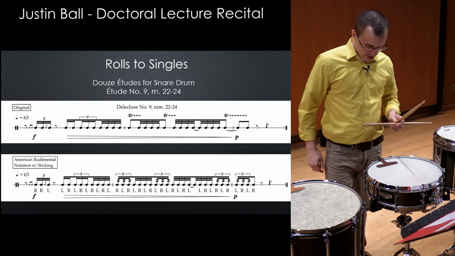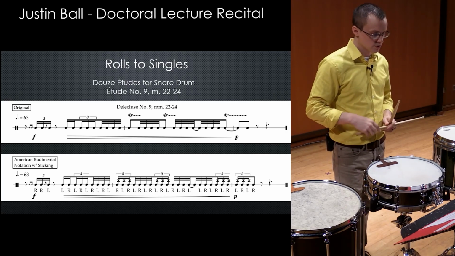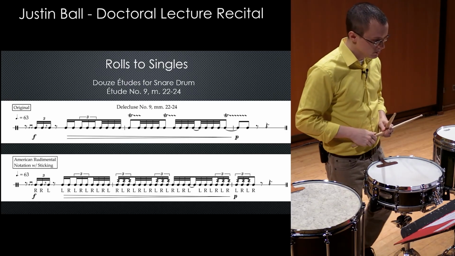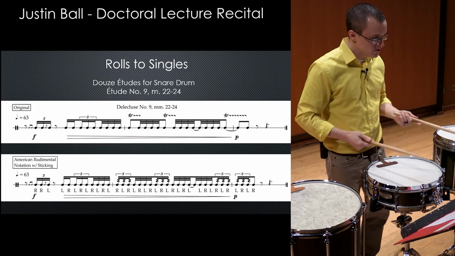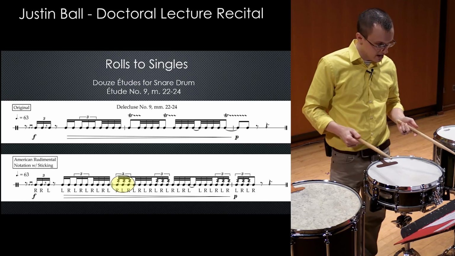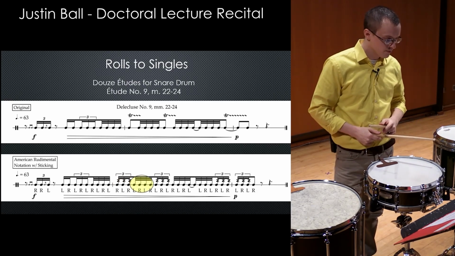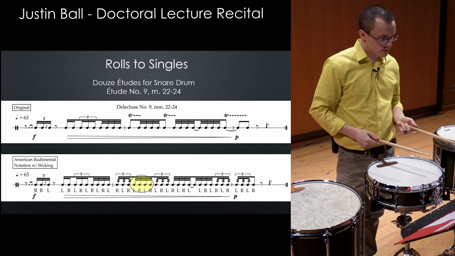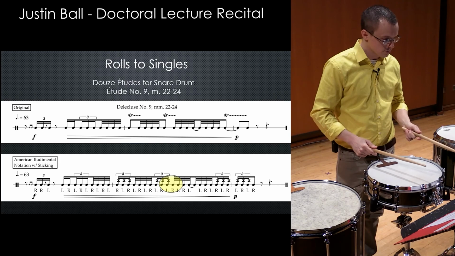The next application concerns shifting from buzz rolls to quick single strokes in Douze Etudes for Snare Drum, Etude 9. Based on the tempo, the average educated percussionist would likely use a triplet roll base with single strokes on the 32nd notes. What makes this passage difficult is the transition out of the rolls and into the single strokes.